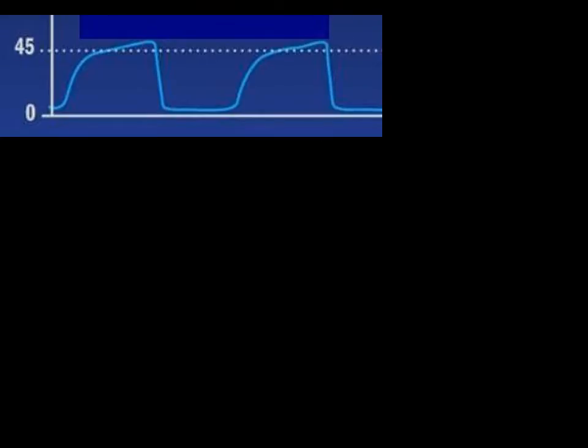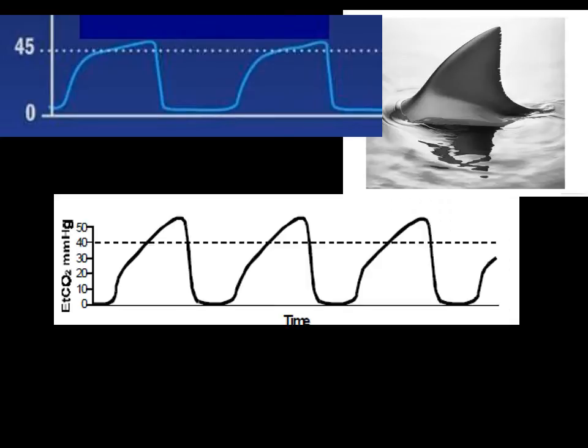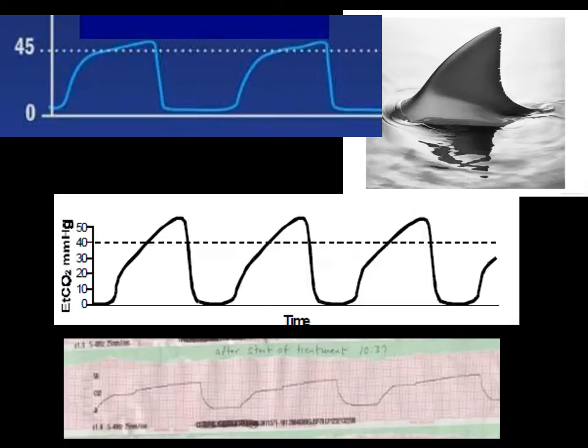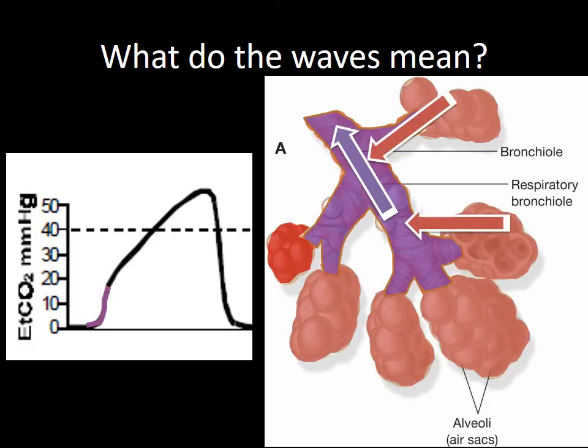The next is the shark fins, and that's where we equate this with bronchospasms. And you can see a real example there on the strip below. So what do the waves mean? Remember that the carbon dioxide is filling up the alveoli as blood passes by between your breaths, and then the dead space has to come out, and then because we have bronchospasms, not all the air in the alveoli gets out at the same time.